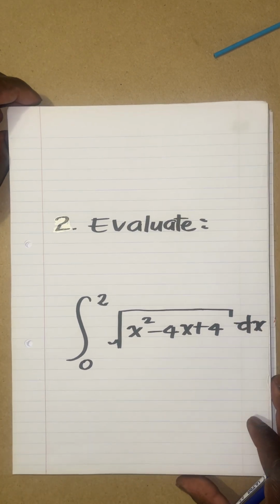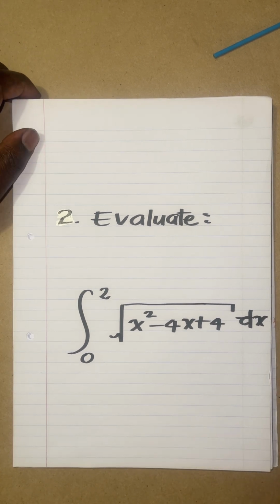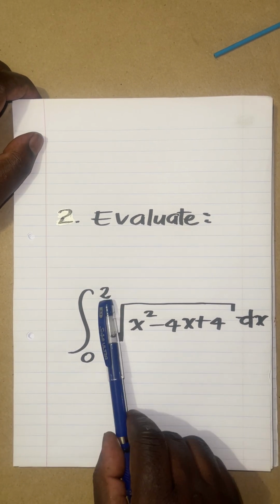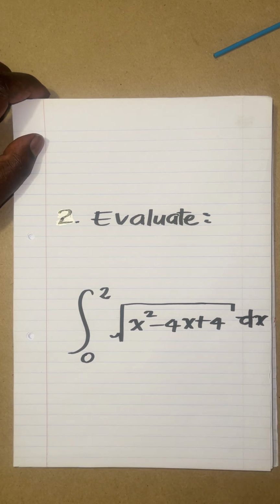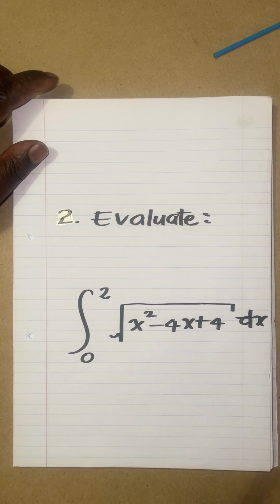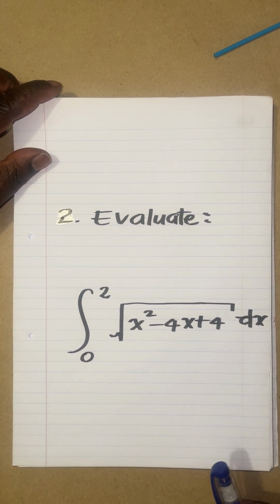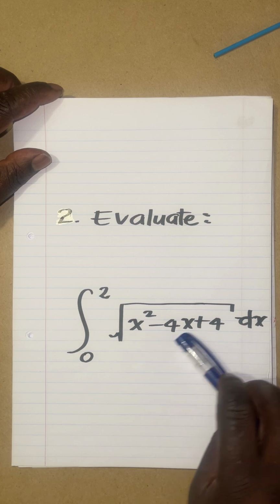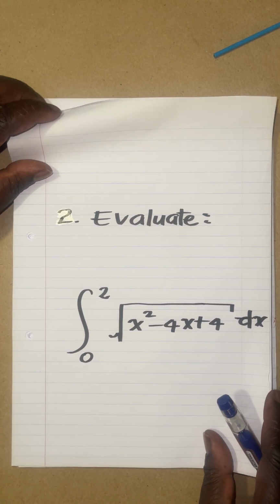As you can see, we have a definite integral this time. So we're supposed to evaluate the integral from 0 up to 2 of the square root of x squared minus 4x plus 4 dx. Now, the first thing we have to look at is this expression under the square root sign. Is there something we can do about it? And looking at the expression, the answer is yes, we actually can factorize this. It actually can easily be factorized into a square of a bracketed expression. Let's see how it looks.